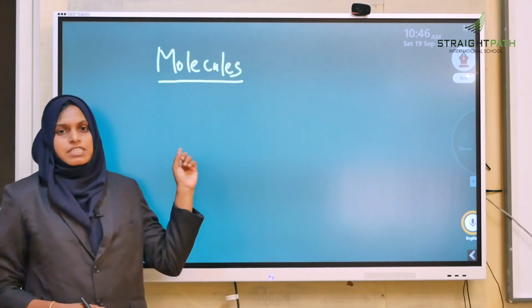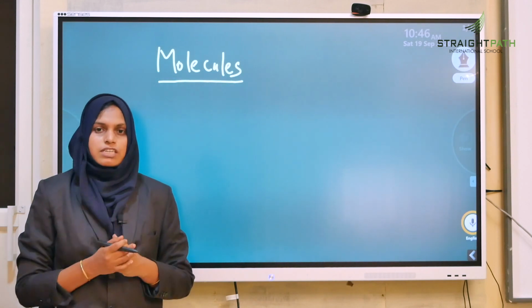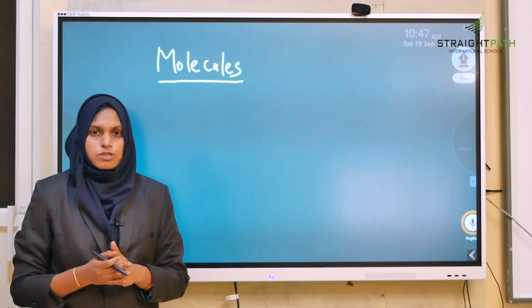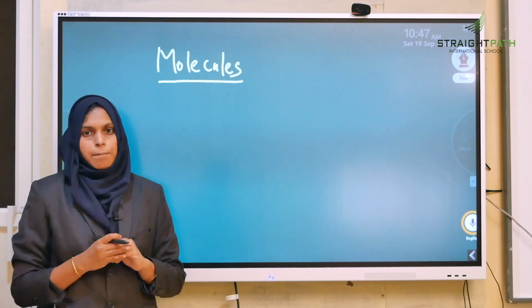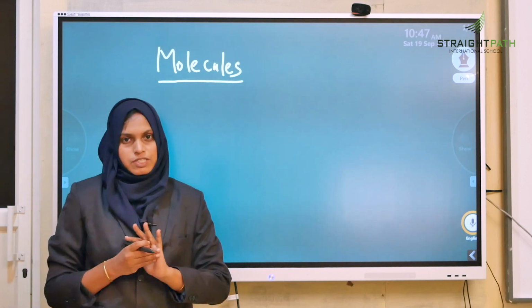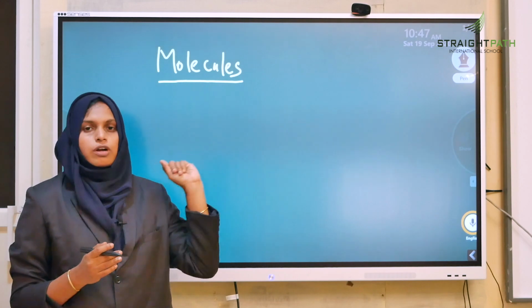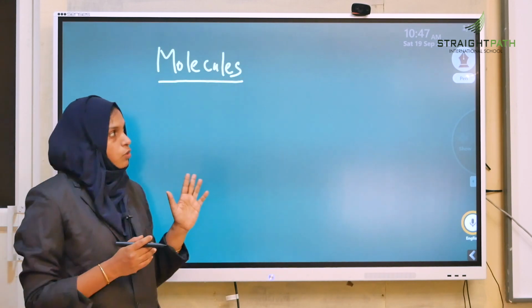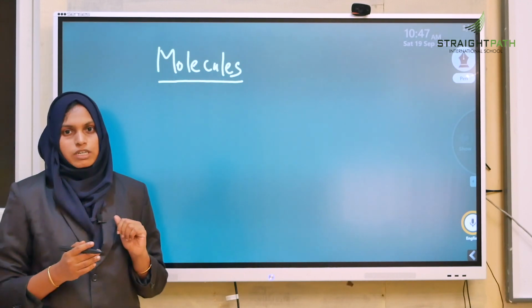Next, we can discuss molecules. As we all know, atoms are very small. Now we have to discuss the existence of atoms. Atoms can't exist alone. Many atoms which can't exist alone form molecules, ions or compounds. So what do we mean by a molecule? It's a group of atoms that are bonded chemically together.